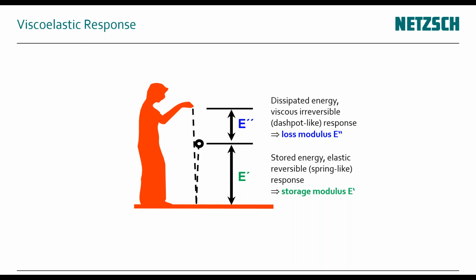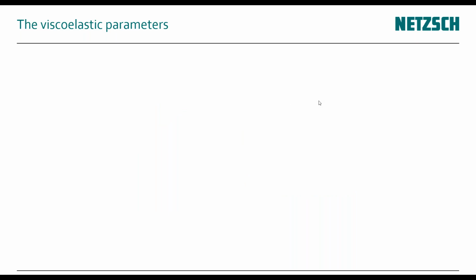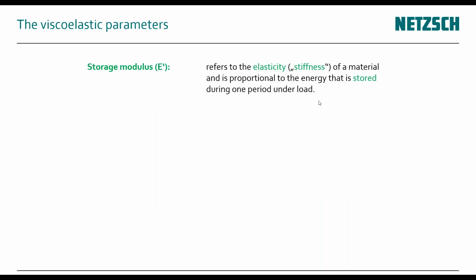And so with these two numbers, we already have quite a good picture of what is happening to our material. This is only valid for small deformations, as we do in the DMA, in the linear regime, they say. But I can test both storage modulus, the spring-like behavior, and loss modulus, the dashpot-like behavior, in one and the same experiment.